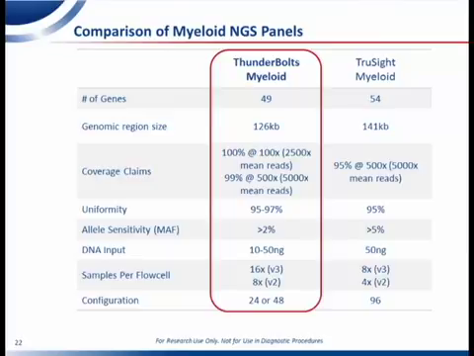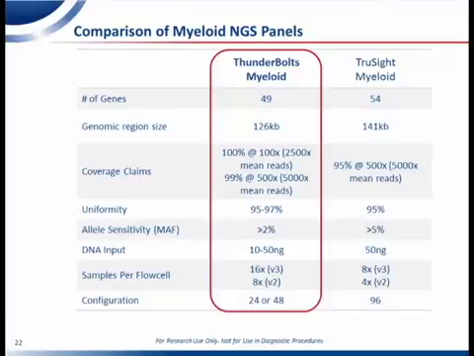As shown in the data presented earlier, we can detect minor allele frequencies of 2%, where Illumina claims only 5%. Also, the ThunderBolts panel requires only 10 nanograms of input DNA compared to the 50 nanograms needed for the TruSight panel, which allows researchers to stretch their precious samples further.